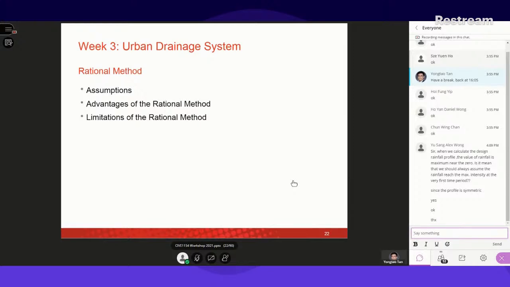And no allowance is made for catchment storage effects, such as channel or detention or surface storage. Meaning all the surface runoff will become outflow. So the rational method is only applicable to small catchments.